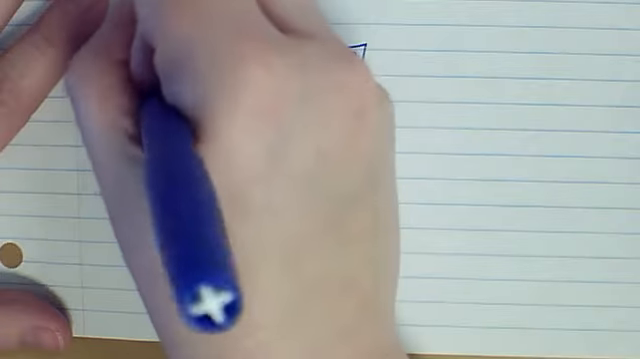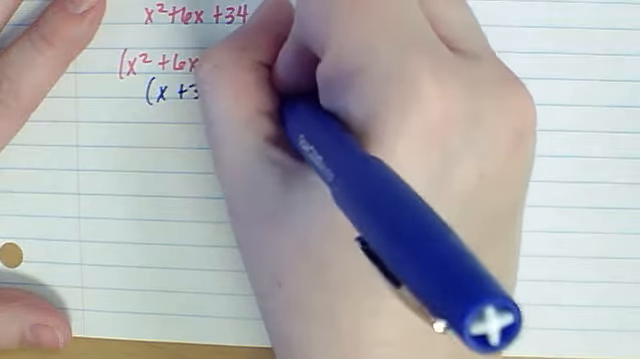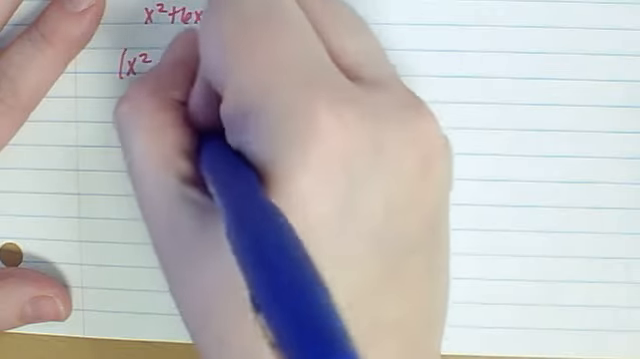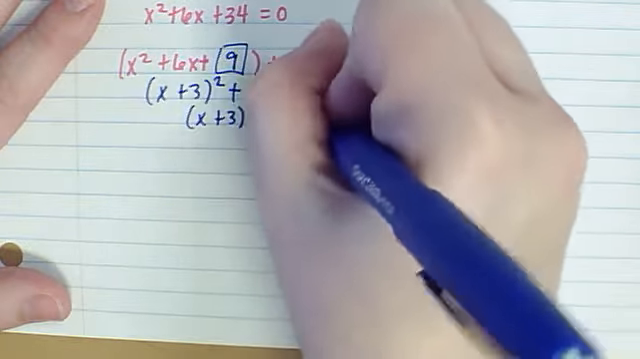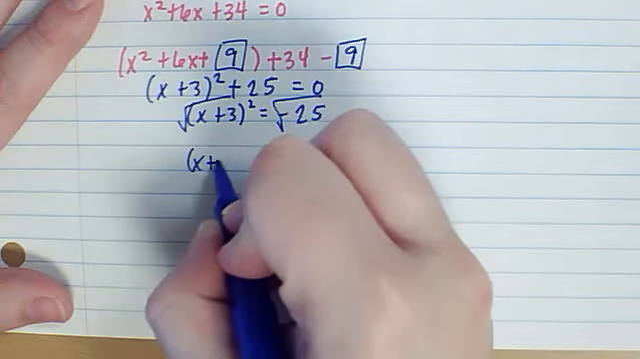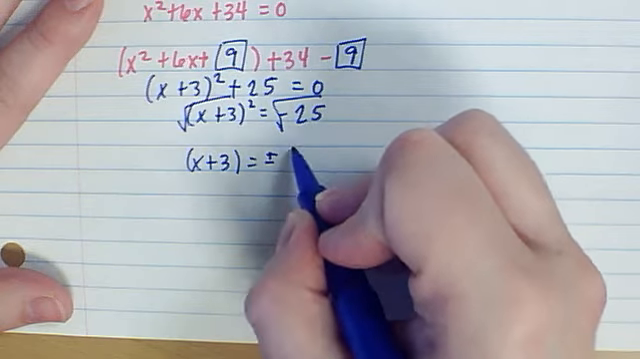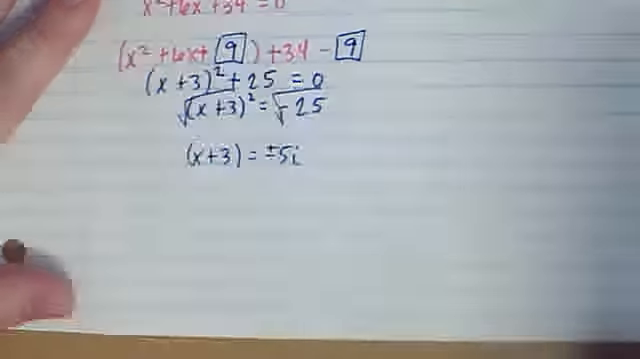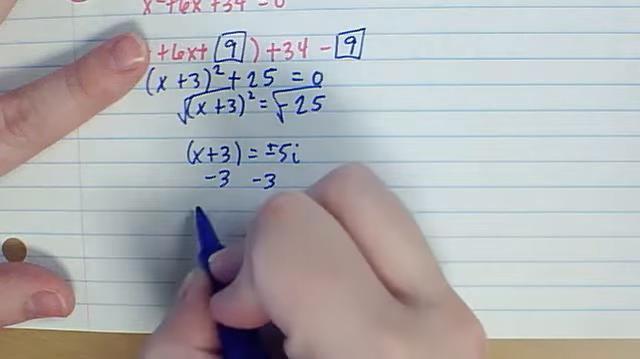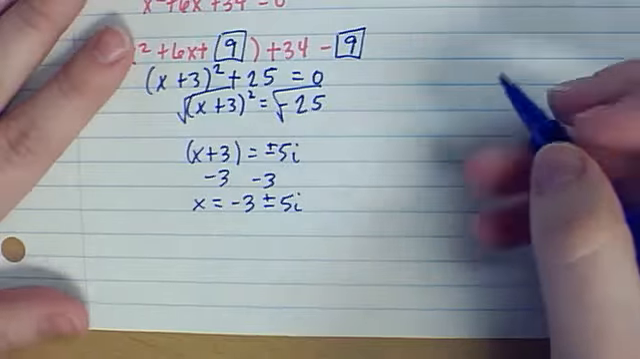Alright, so then this becomes (x plus 3) squared. 34 minus 9 is 25 equals 0. If I subtract 25, I get (x plus 3) squared equals negative 25. Again, to get rid of the square, take the square root. So x plus 3 equals plus or minus, the negative becomes i, the square root of 25 is 5. So 5i. Now, to get x by itself, subtract 3. Again, put that negative 3 first. So x equals negative 3 plus or minus 5i.